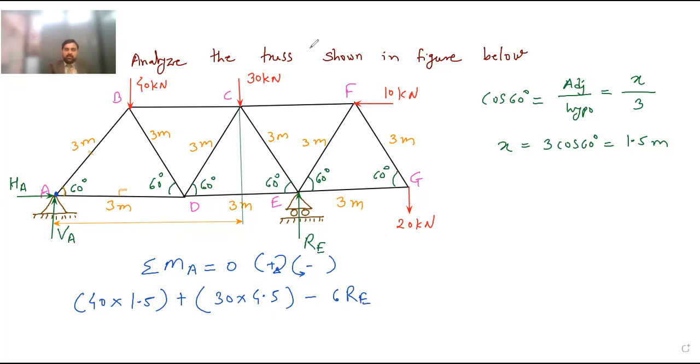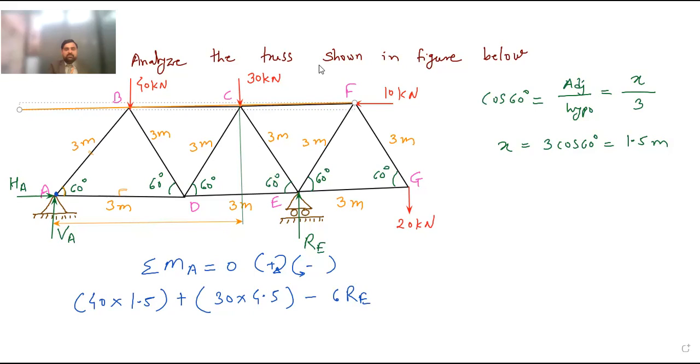Now you can see the line of action of this 10 kilonewton force is this line. Okay. So from point A, this height will be the perpendicular distance. So if I extend the line of action of this so that you will understand, I will extend the line of action. So this is the line of action of this 10 kilonewton force.